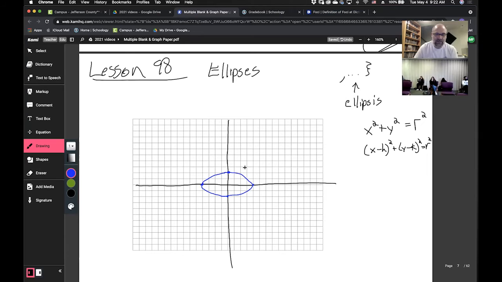Okay, so let me identify the different points here. So we've got this line here. This line right here is called the minor axis, because it's the shorter one. And then this line right here is called the major axis.